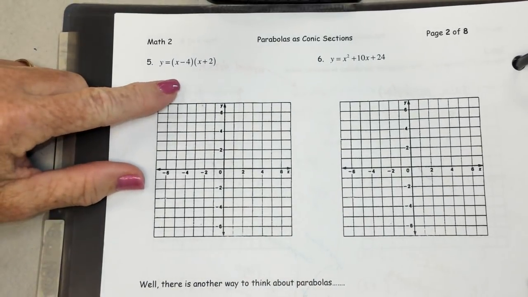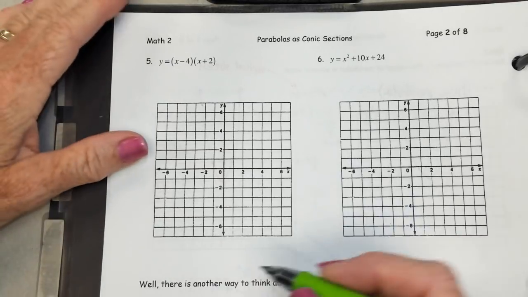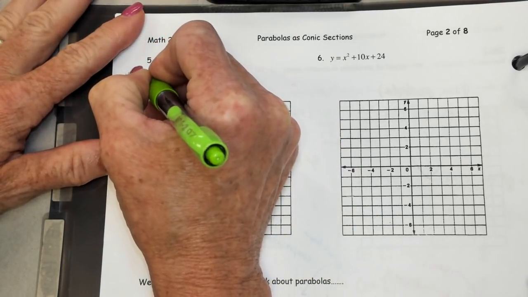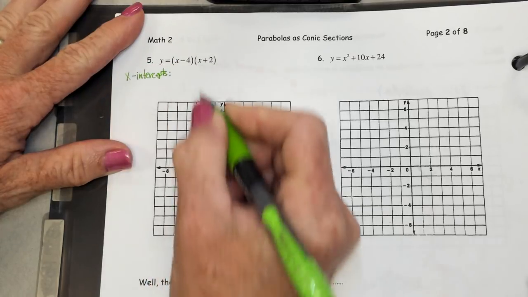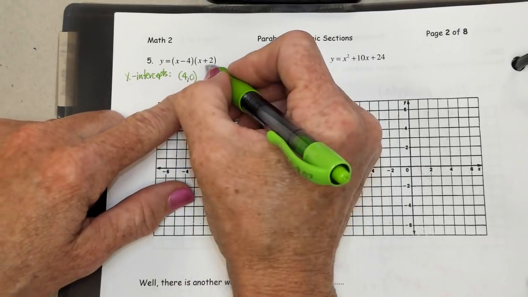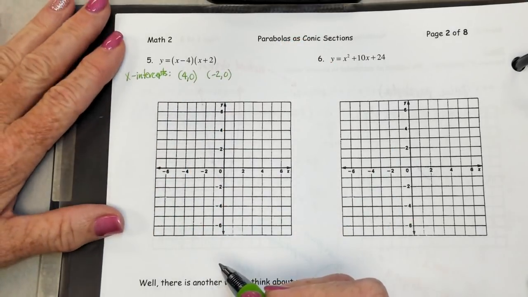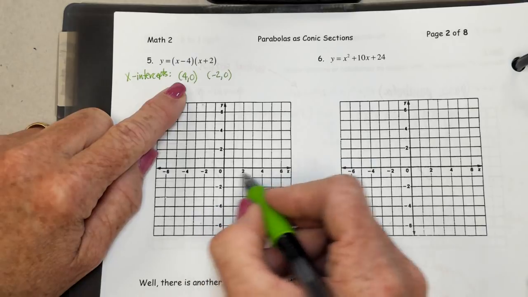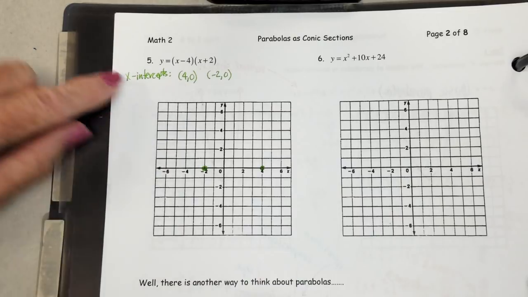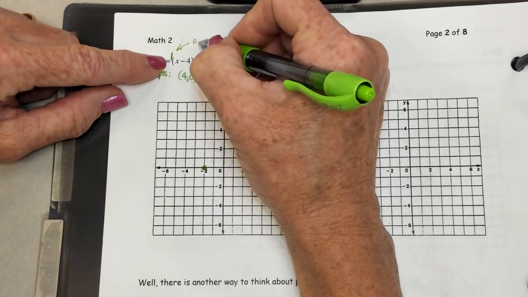All right, sometimes our parabola was in factored form, and when that parabola is in factored form, this identifies some intercepts. There are x-intercepts at, from here, 4, 0, and from this one, opposite of that sign, -2, 0. So we can plot those points at 4, 0 and -2, 0. Leading coefficient here is a 1. That tells us it's positive, so it's going to open up.